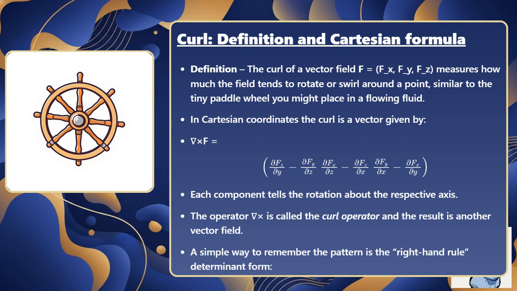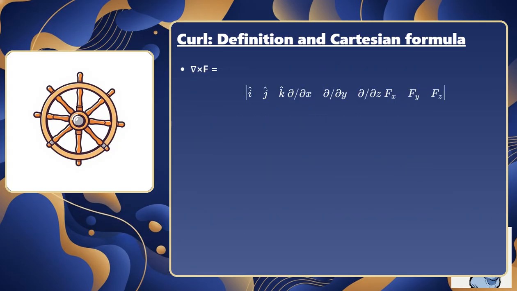A simple way to remember the pattern is the right-hand rule determinant form. Del cross F equals the determinant of a 3x3 matrix with first row i hat, j hat, k hat. Second row partial with respect to x, partial with respect to y, partial with respect to z. Third row F_x, F_y, F_z.